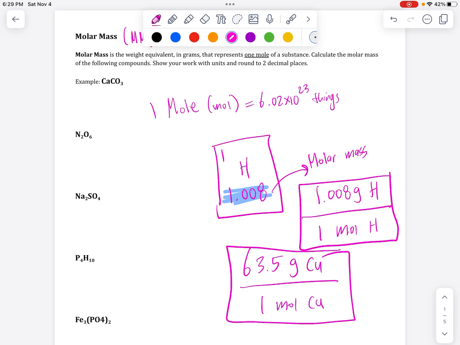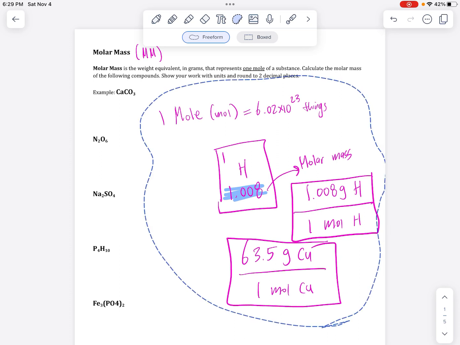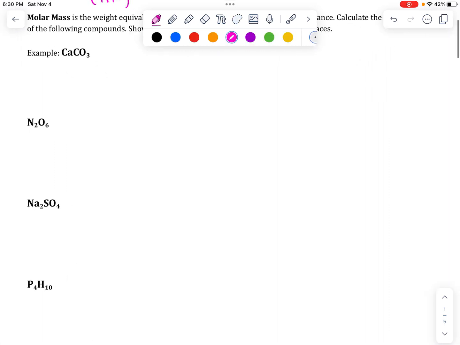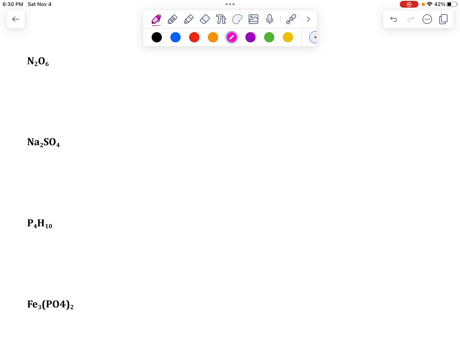So now that we know what molar mass is, how many grams equate to 1 mole of something, let's start doing some questions based on this idea. Starting with the first one, N2O6, which is dinitrogen hexaoxide. Now, this is a molecular compound, which means it's not just one element but multiple elements all combined together. So let's begin with nitrogen.